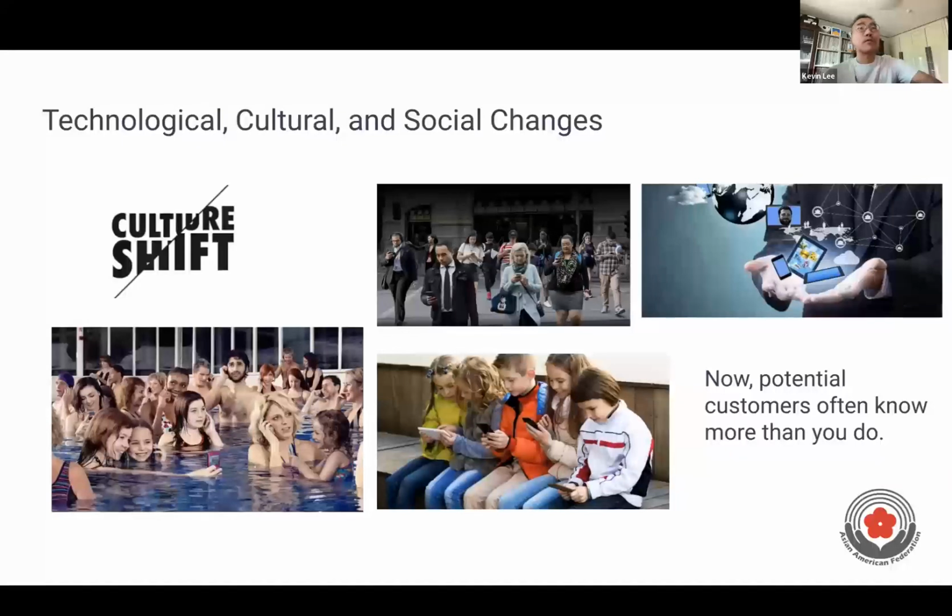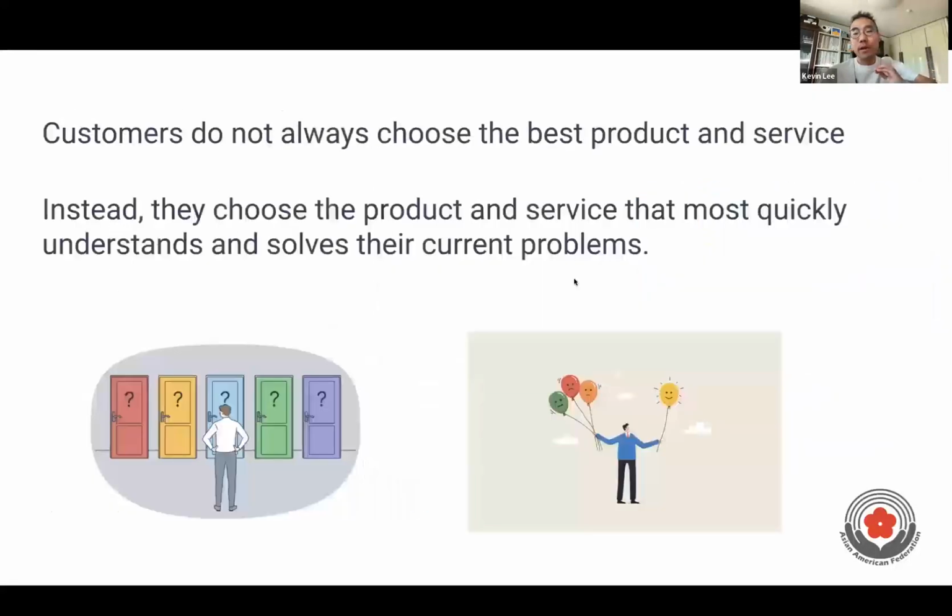However, I think right now we're living in the real Renaissance of technological, cultural, and social changes, with music, art, science, and culture, everything just converging into this beautiful thing. So I think we should appreciate it and take advantage of it. So the point I'm trying to make is that potential customers now know more than you do, and more than business owners. Okay. So that's the world we live in, and we can use it to our advantage.